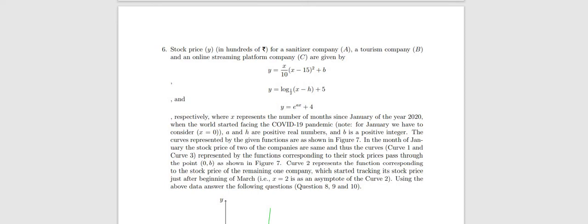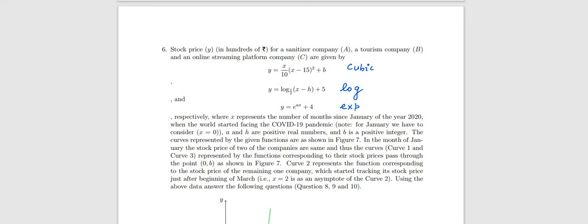Now, if you look at these equations very carefully, you can just see and say that the first one is a cubic polynomial equation, and the second one is your logarithm, and the third one is your exponential.